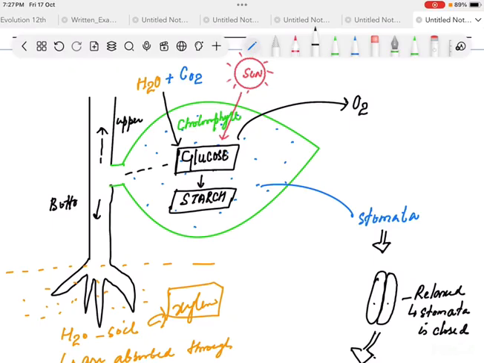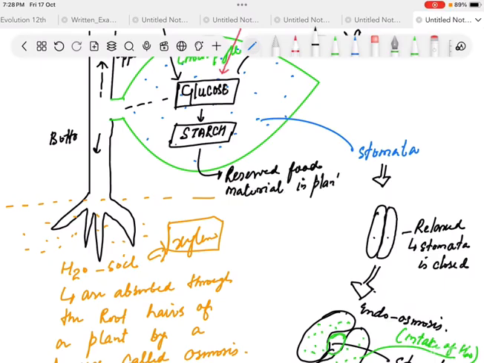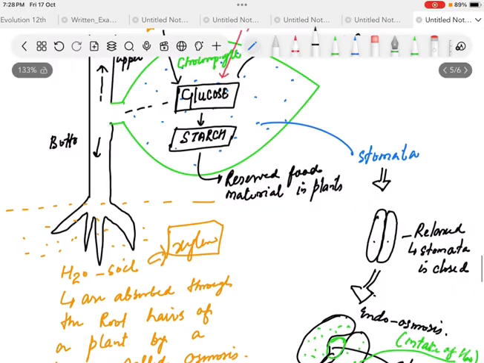At the time when the plant cannot perform the process of photosynthesis, as we see during the winter, the plant is not capable of synthesizing its food, because certain ingredients required for photosynthesis are not present, so it turns on its stored food material. Basically, this starch is a reserve food material in plants.